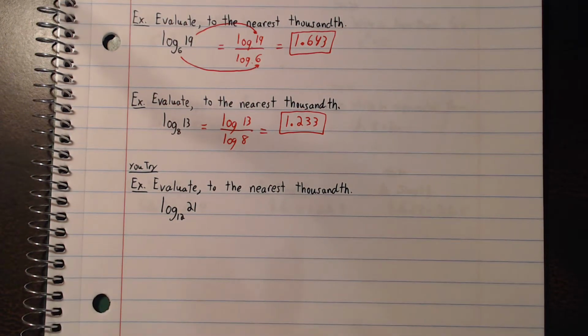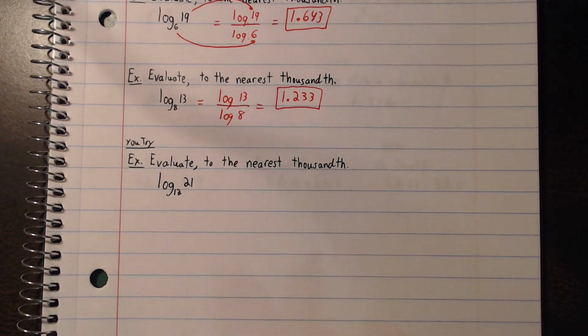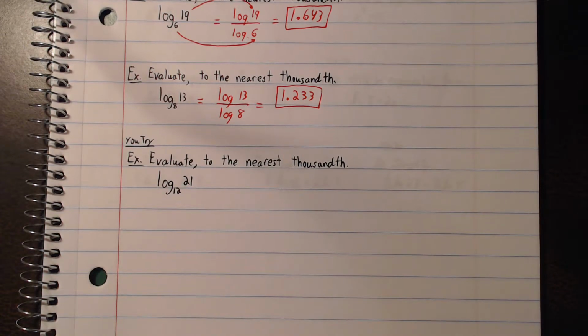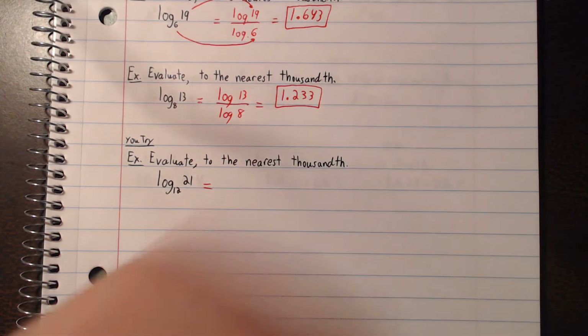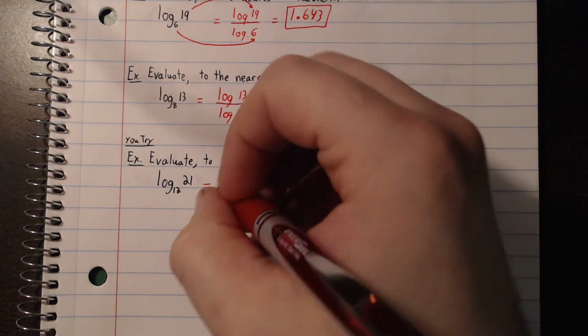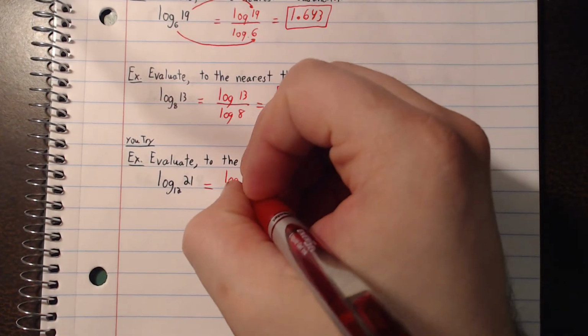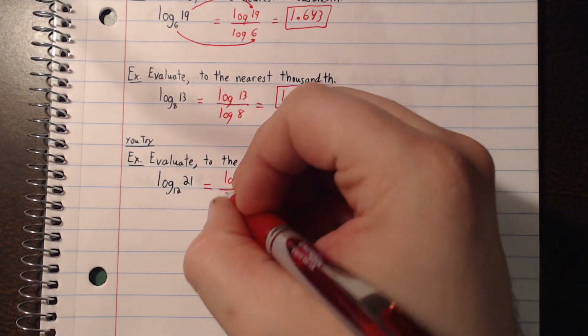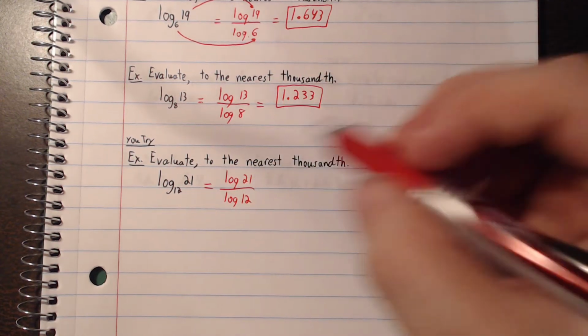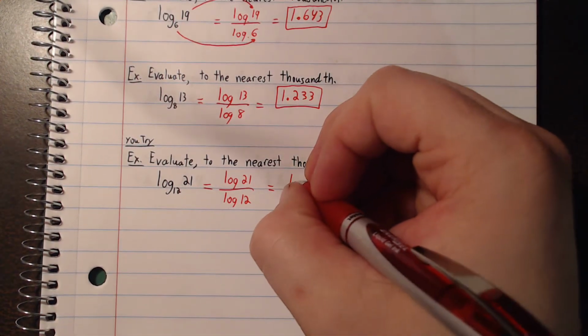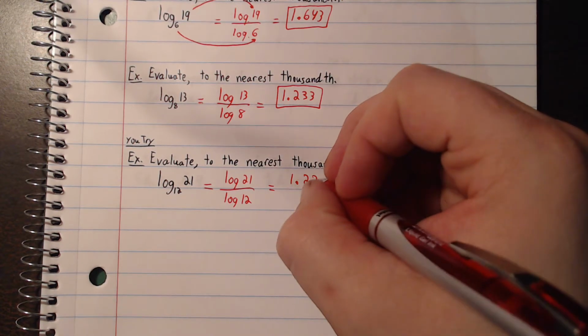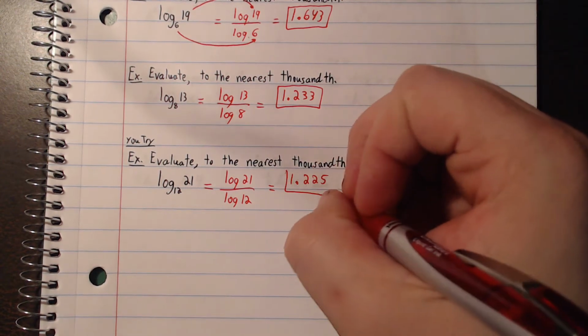So you have one to try on your own. You will need a calculator for this. Pause the video and resume when you're ready to check your work. All right, let's see how you did. Please, please, please tell me you chose log base 10. All right, we want log of 21 over log of 12. When you type that right into your calculator, you should have gotten 1.225, and it would have rounded up to a 5.